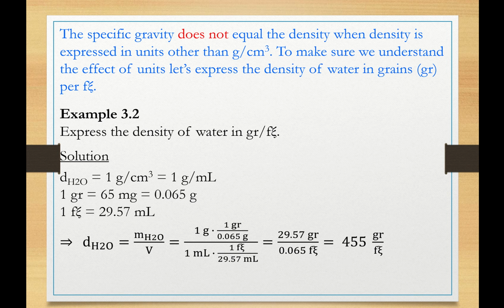Now the next one involves the conversion of units. Example 3.2 is asking you to express the density of water in grains per fluidounce. We know that the density of water is 1 gram per cubic centimeter, or 1 gram per ml. And here I'm asking you to remember that 1 ml is equal to 1 cubic centimeter.